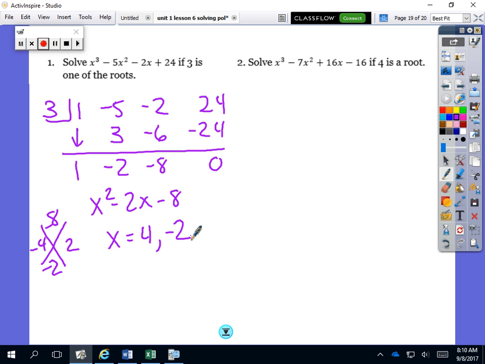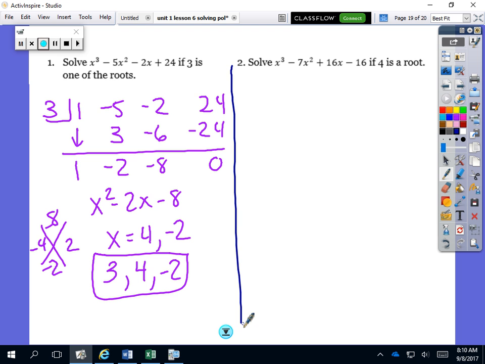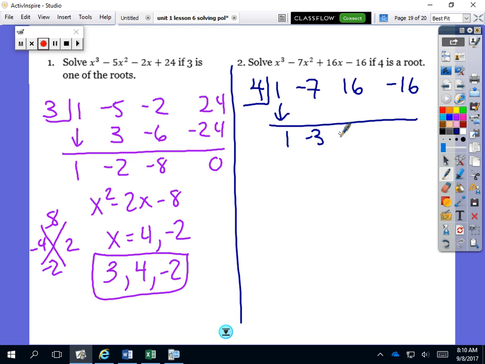So I know that my roots are just going to be the opposite of these numbers. So they gave me 3, and I have 4 and negative 2. So those are my values of x in this function. The second one, you have to use a quadratic formula. So after you do your synthetic division with 4 in the box, we end up with x squared minus 3x plus 4.